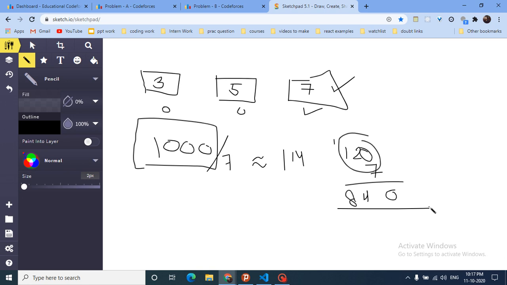Okay, so 1000 divided by 7 is 142, sorry, it's 142. So as you can see, there are 142 at max. Okay, so let's assume an upper bound of 150.